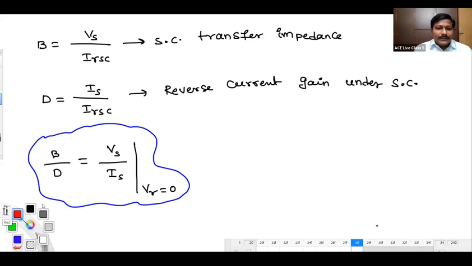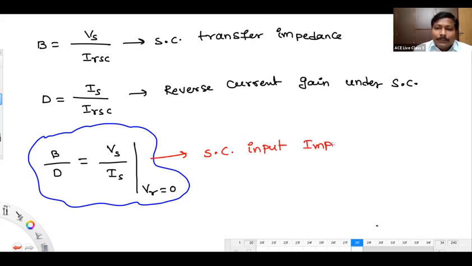What are we going to name this one? It is input voltage by input current. Input voltage by input current means it's the input impedance under short circuit condition. So it is the short circuit input impedance of the transmission line. Let me call this one shortly as ZSC.